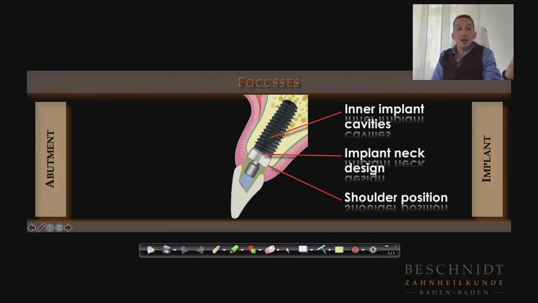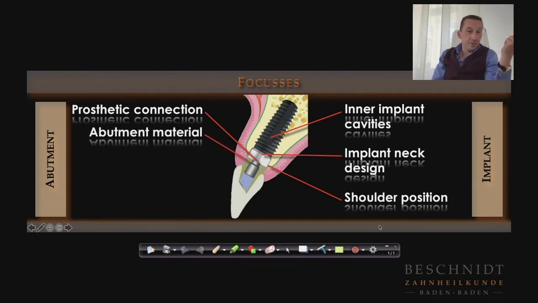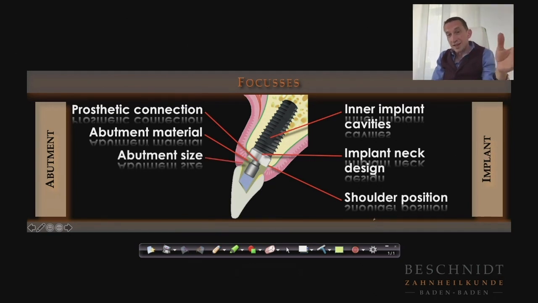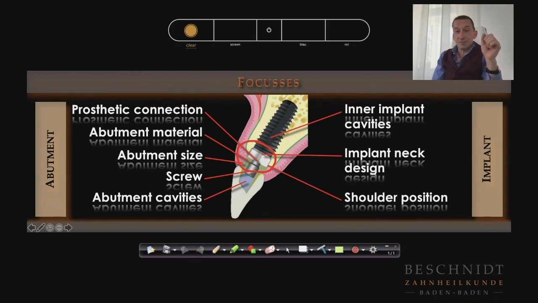And on the abutment side, there are also some focuses we should discuss. It's the prosthetic connection. How should the prosthetic connection look compared to the soft tissue and hard tissue, or in relation to soft and hard tissue? Which kind of abutment material do we need? Is platform switching the link to high-end aesthetics or not? Which kind of screw connection? And of course, the abutment itself has cavities. So today we can only focus on this area concerning dimension and the kind of prosthetic connection.